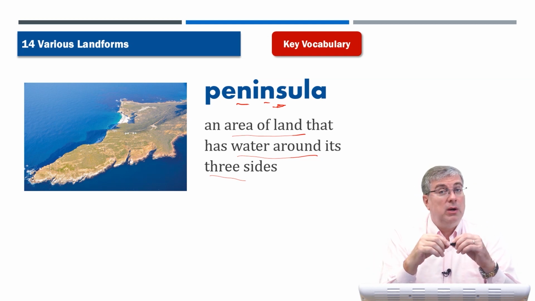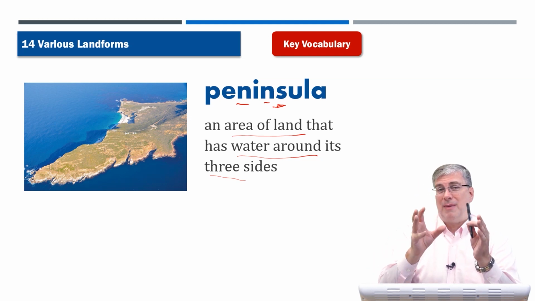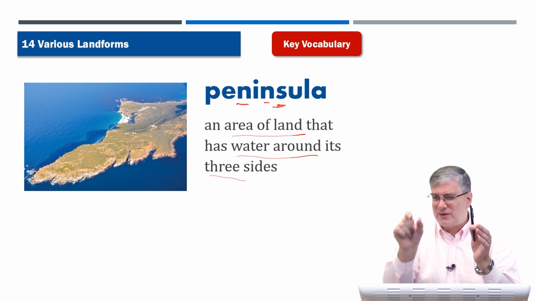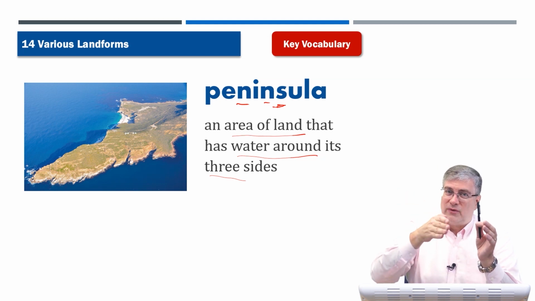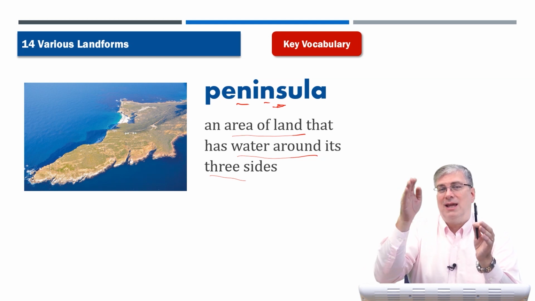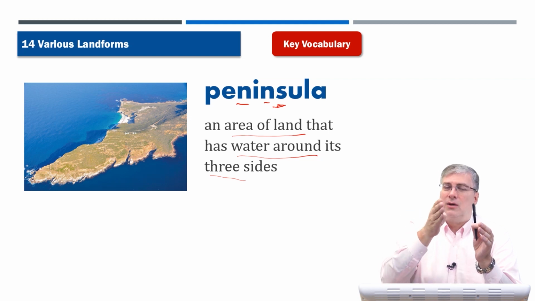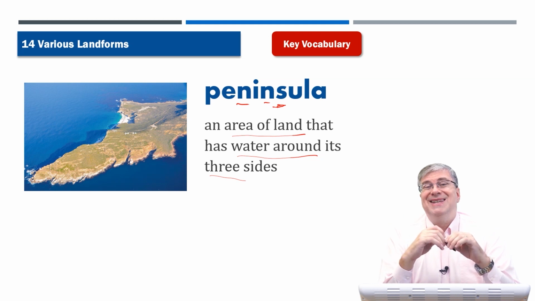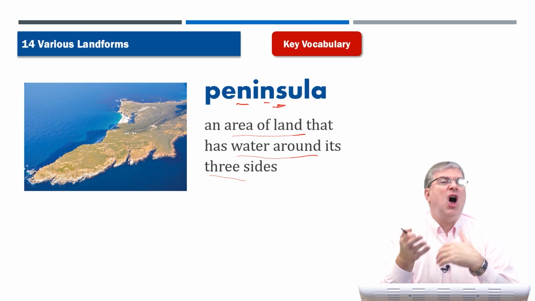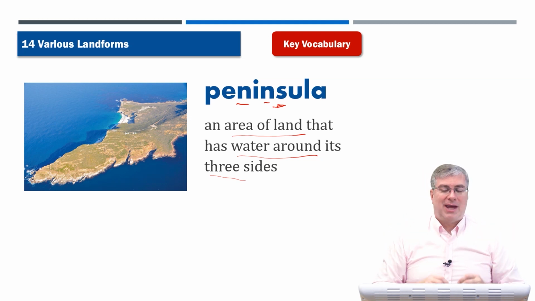The state of Florida in America, you look at a map of America, you see the state of Florida sticking down on the east coast, and that is another peninsula surrounded by the Gulf of Mexico on the west side and the Atlantic on the east side. And the Gulf of Mexico comes around the south as well. So those are peninsulas, okay? That's like the opposite of a gulf, okay?